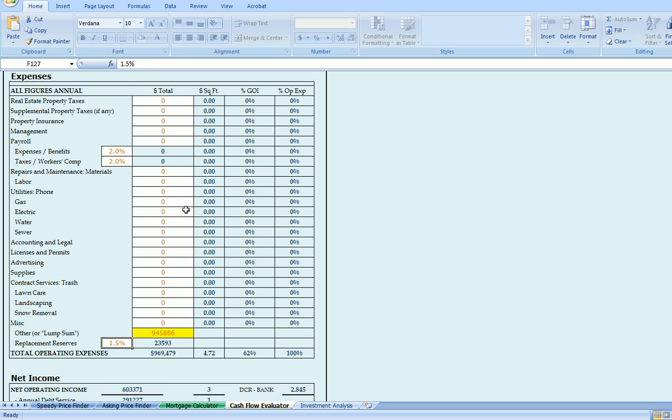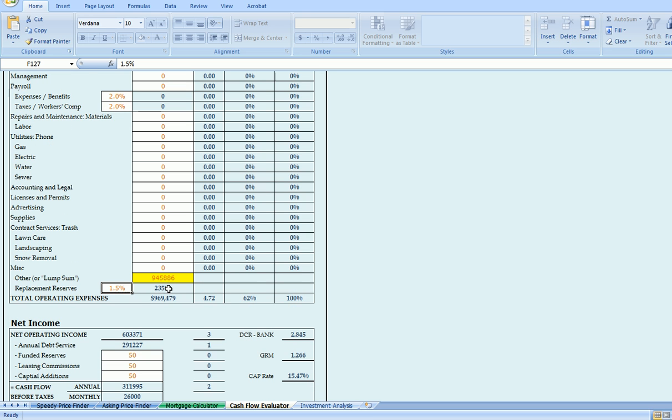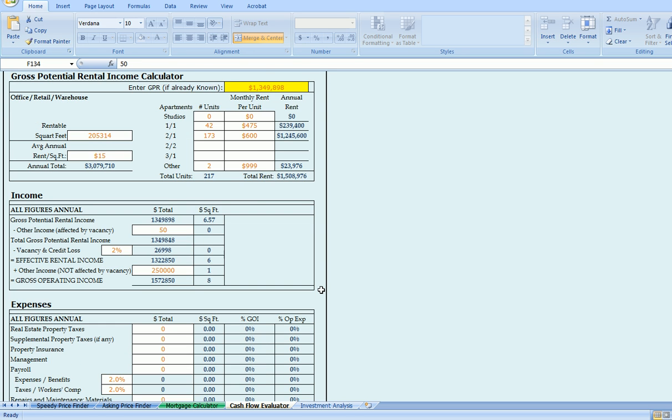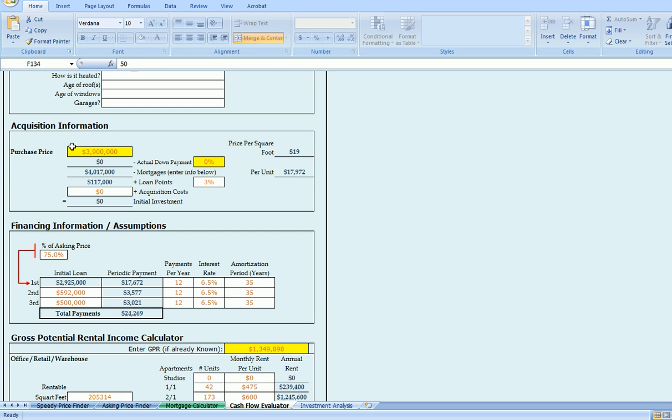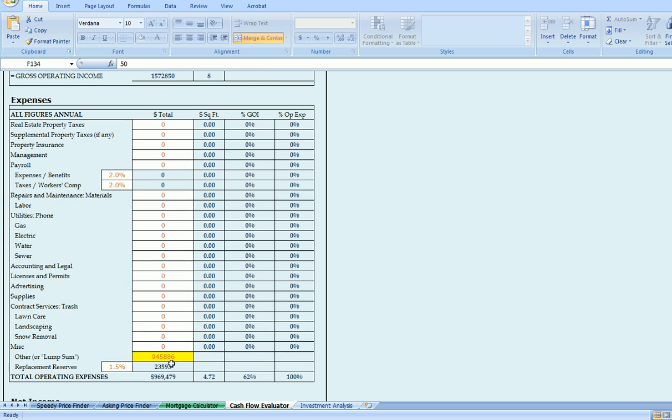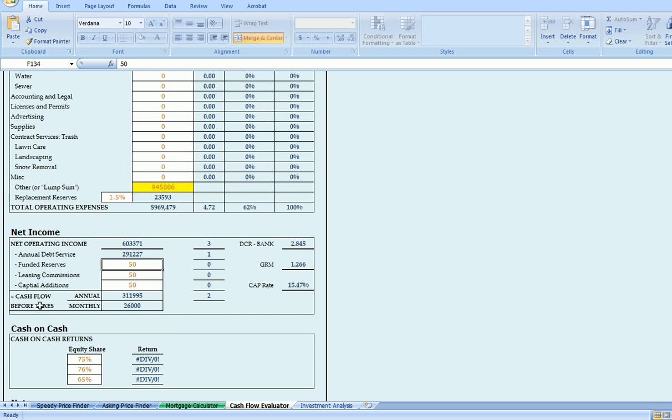So again, later on, if you determine that this is a good deal, you're going to go back and fill all of this in when you get the information from the listing agent, because this information is usually not online. It's going to be something that you would get later on. After plugging in the information, I only did the purchase price, your gross income, and then your expenses, and then I'm able to get the cash flow.